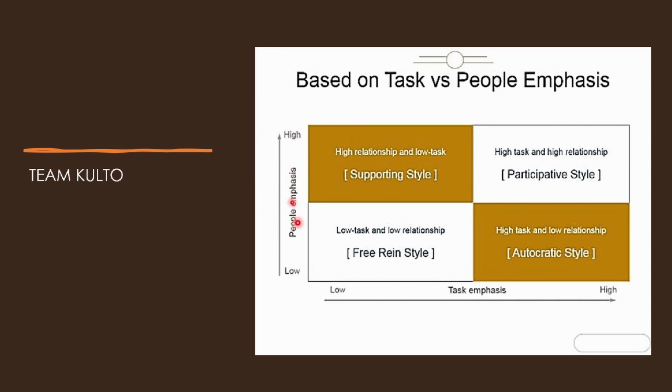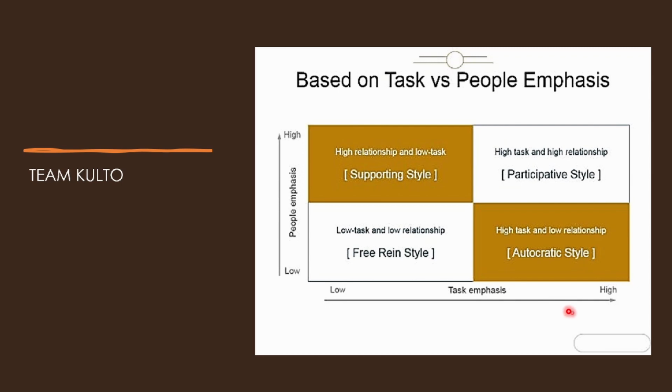Now, a type of leadership that is low task and low relationship, which we call free reign. It's free reign because you give full freedom, and you give the full responsibility to your subordinates. That is more of a low people emphasis and low task emphasis.